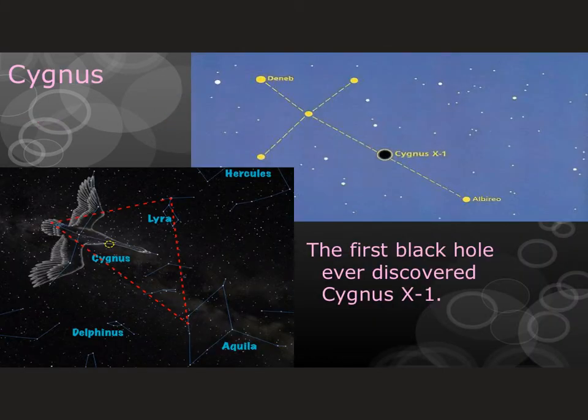Cygnus, the Swan. So what does Cygnus look like? The first black hole ever discovered was in Cygnus. It's right here, right at the base of the neck of the swan. You see the wingspan here and the tail? And right there. How can you tell something's a black hole from that far away? Isn't that kind of interesting? You can't really see it. It does not allow light to escape, so we can't actually observe it directly.